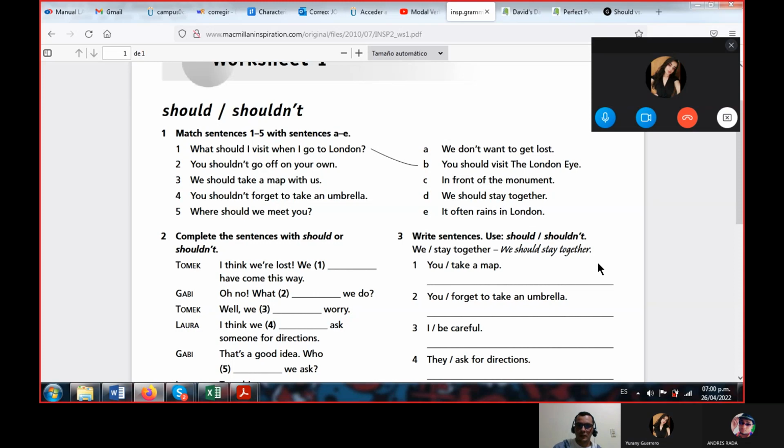Okay, tell me the first one. ¿Cómo quedaría la primera? One moment, I'm thinking. It's a short sentence. Ya tenemos el sujeto, ya tenemos el verbo en infinitivo, ya tenemos el complemento. Ya es analizar si es negativa o positiva. Tell me.